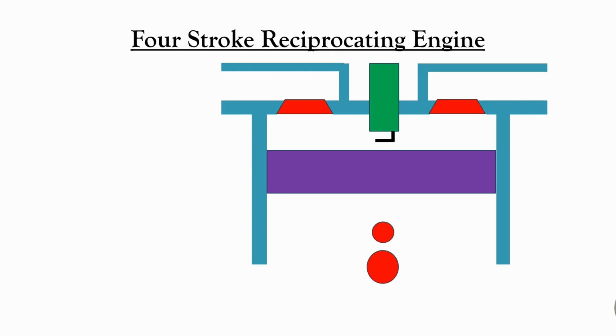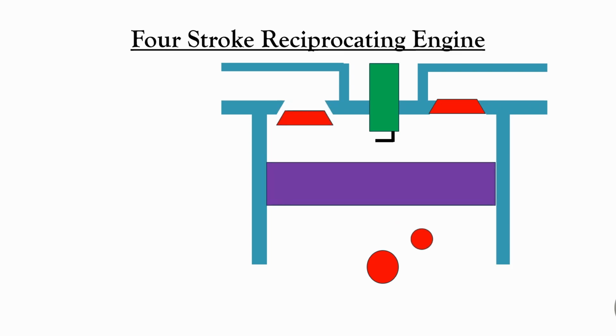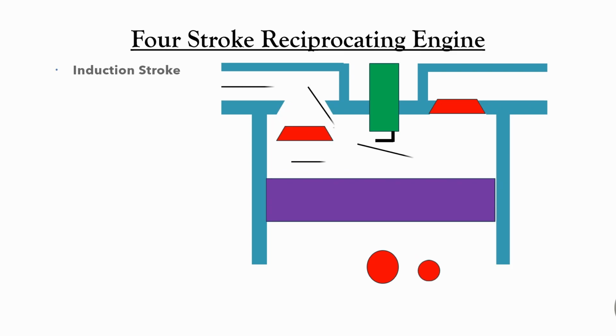This diagram is a schematic cross-section of one cylinder. The purple part is the piston. The piston is connected to the red crankshaft by a connecting rod. I haven't shown the connecting rod because it was difficult to animate that correctly. During the induction stroke, the piston moves down, which draws the mixture of fuel and air from the induction manifold. The intake valve is open during that stroke, but the exhaust valve is closed.